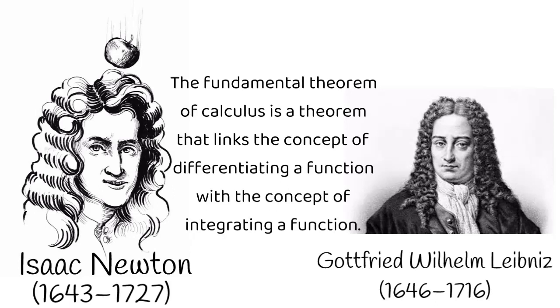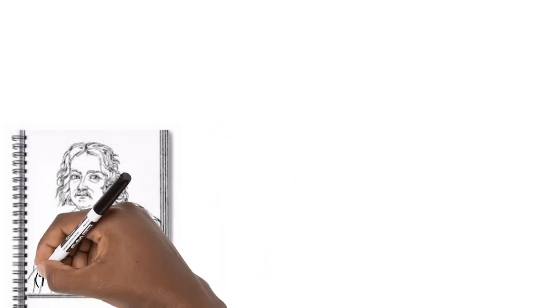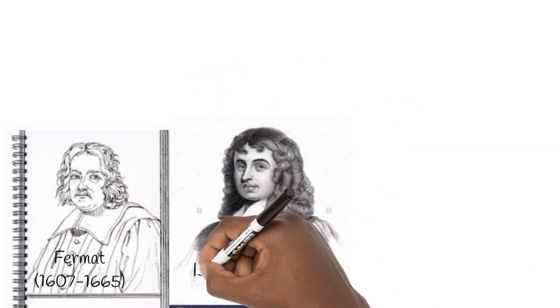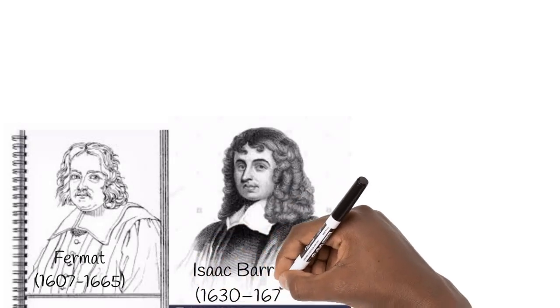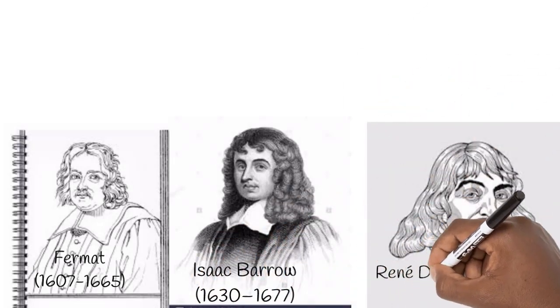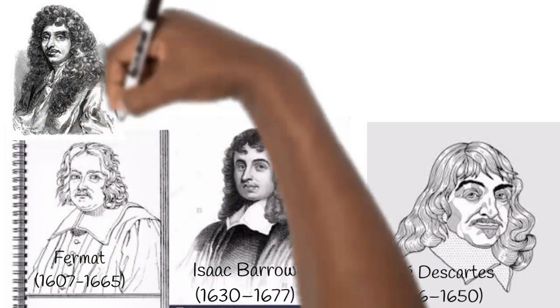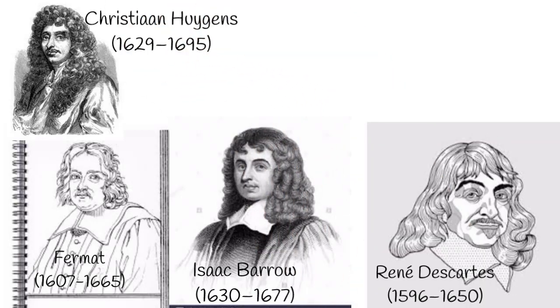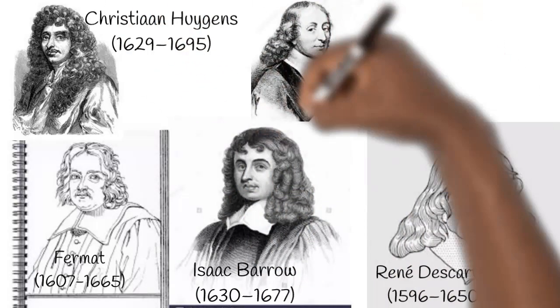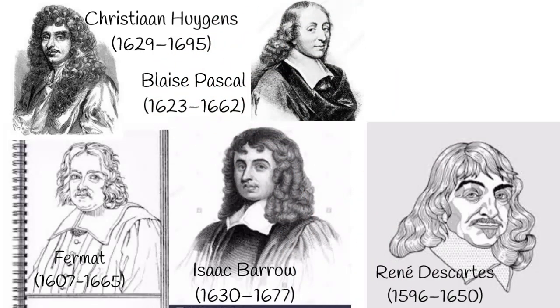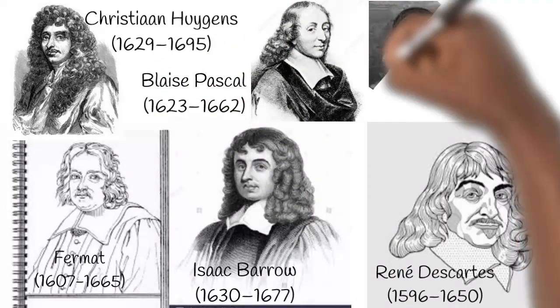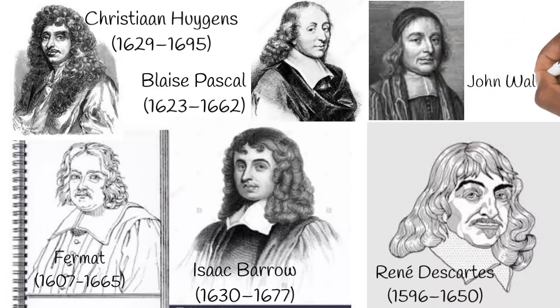For their ideas on derivatives, both Newton and Leibniz built on significant earlier work by mathematicians such as Pierre de Fermat (1607 to 1665), Isaac Barrow (1630 to 1677), René Descartes (1596 to 1650), Christian Huygens (1629 to 1695), Blaise Pascal (1623 to 1662), and John Wallis (1616 to 1703).